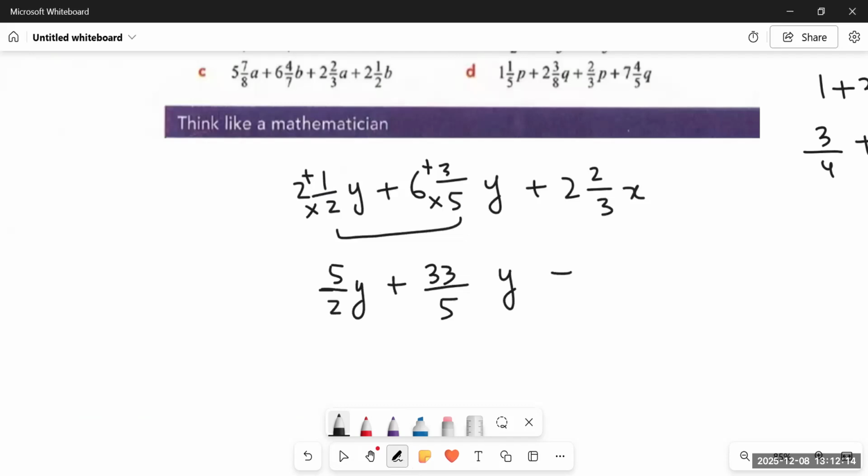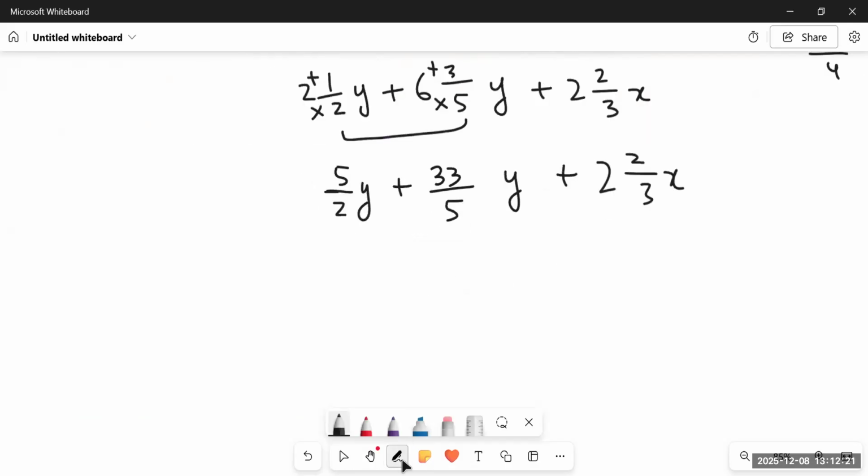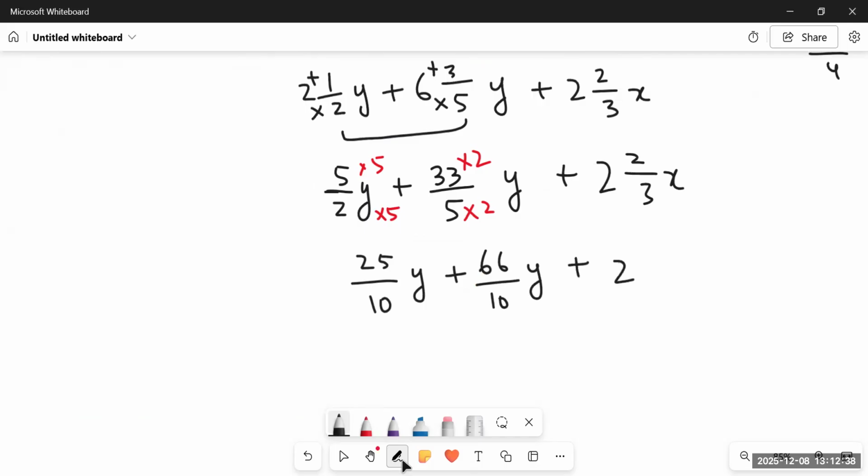After that, making the denominators the same, just keep it as it is over here since it's a single one. Now what we will do, we will multiply 2 with 5, its numerator with the same number, and 5 with 2. In this way, we will make the denominators the same. So it would become 25 over 10y plus 66 over 10y plus 2 whole 2 over 3x. And then 25 plus 66 is equal to 91 over 10y plus 2 whole 2 over 3x.